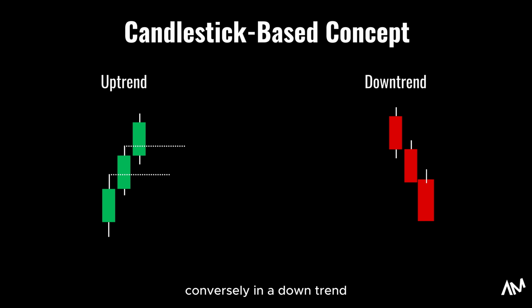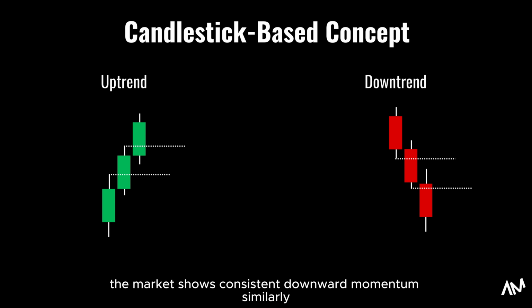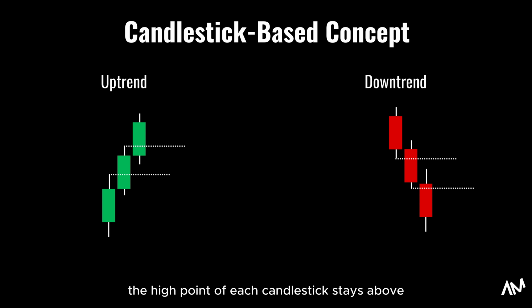Conversely, in a downtrend, characterized by a sequence of bearish candlesticks that exceed the minimum reached by the previous one, the market shows consistent downward momentum. Similarly, the high point of each candlestick stays above or equal to the high of the previous candlestick, implying that the market's upward force is limited and the overall trend remains bearish. In addition to evaluating market trends, it's equally crucial to pay attention to candlestick-based trends.